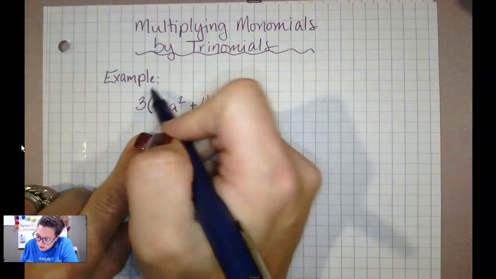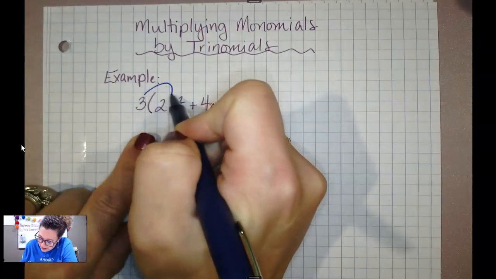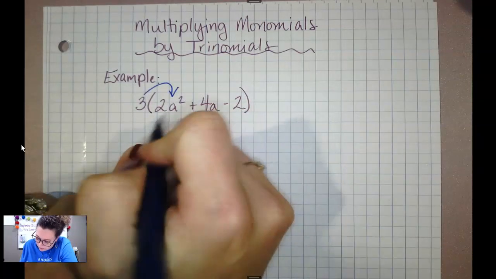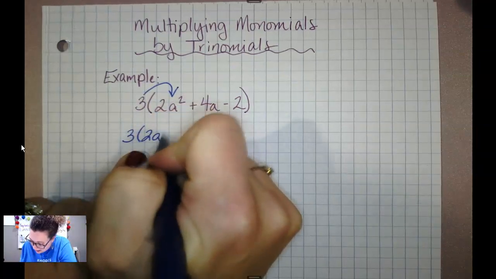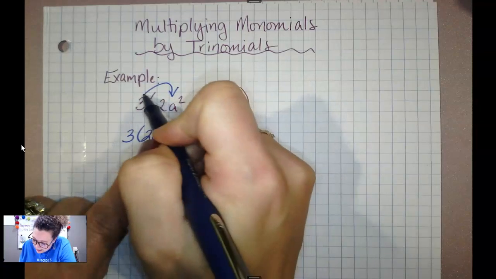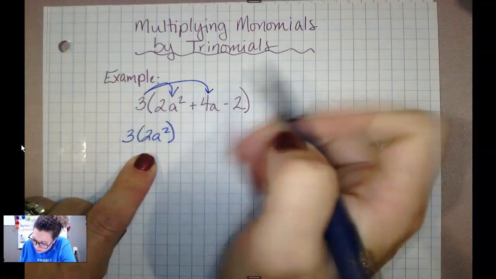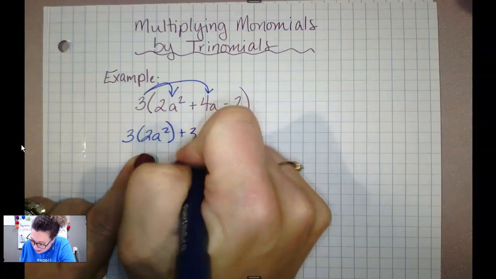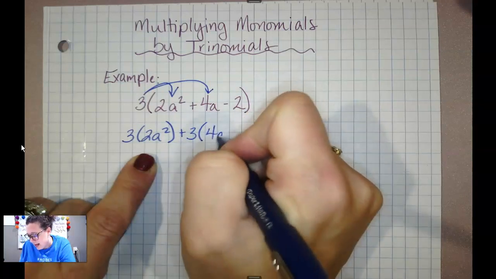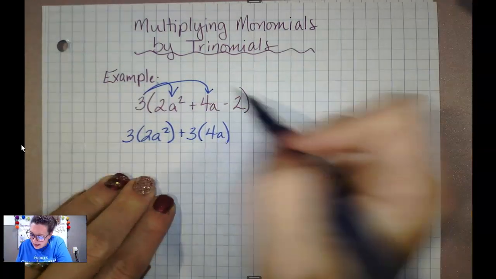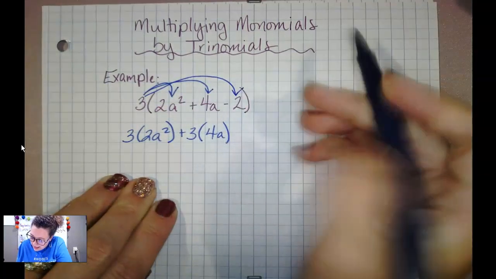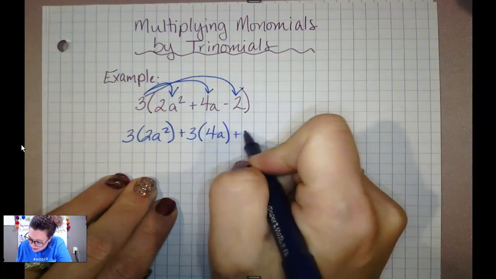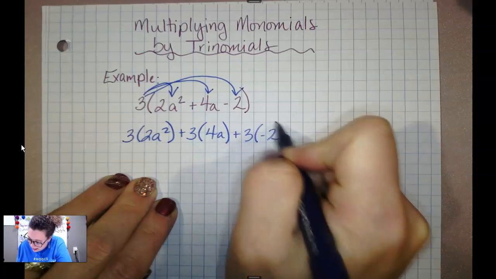So I am going to take my 3 and it's going to get distributed to this first term, so it is going to become 3 times 2a squared. And then I'm going to take the 3 and distribute it to the 4a, so it's going to become plus 3 times 4a. And then I'm going to take this 3 all the way at the end, and I'm going to have plus 3 times negative 2.